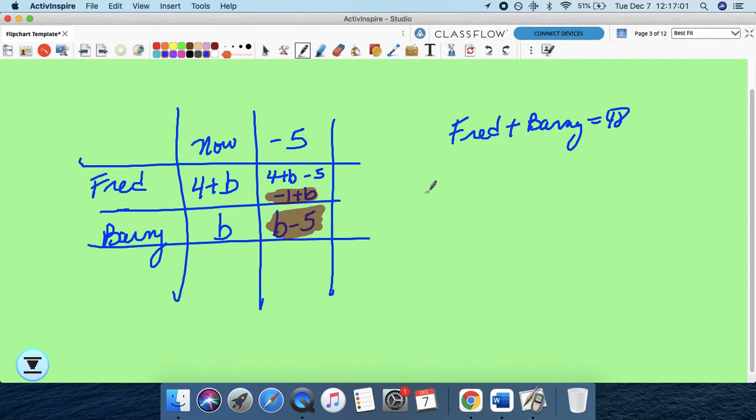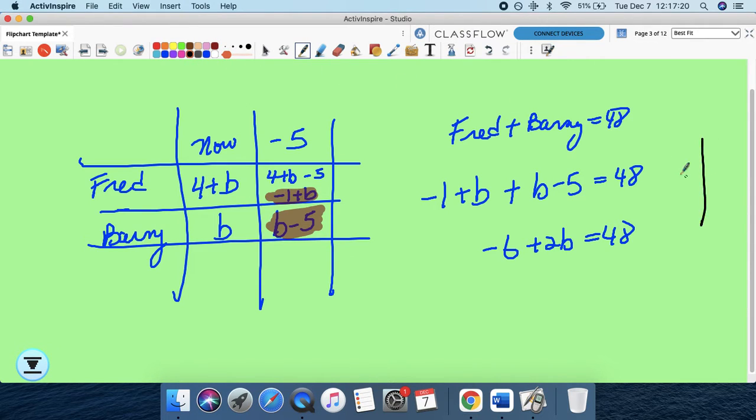5 years ago, Fred was negative 1 plus B. And 5 years ago, Barney was B minus 5. And that equals 48. Negative 1, negative 5 is negative 6. B plus B is just 2B. Equals 48. It's a two-step equation.